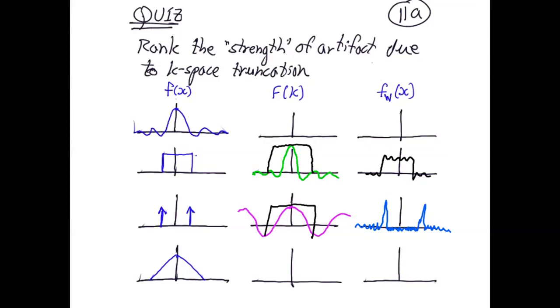And the last one is a triangle, right? So what is the Fourier transform of a triangle? A sinc squared. Nice, deux points. You know what deux points means? Nobody speaks French?